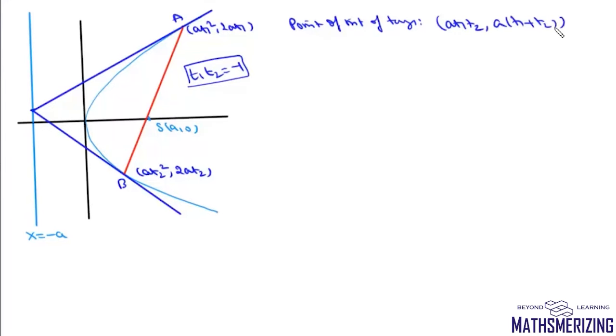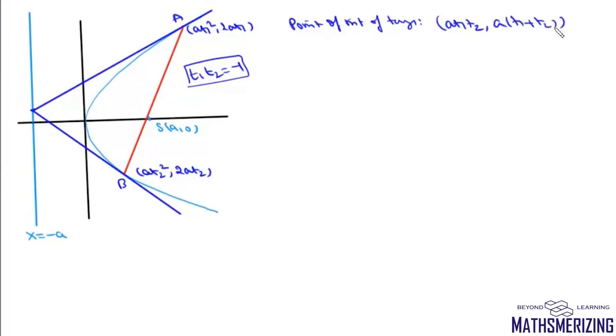Now in this video, we wish to find the length of this chord of contact and also the area of the triangle formed by these tangents and this chord of contact. So for that, we'll say these contact points are, suppose, A and B. Say A is (a t1 square, 2a t1), and say B is (a t2 square, 2a t2).